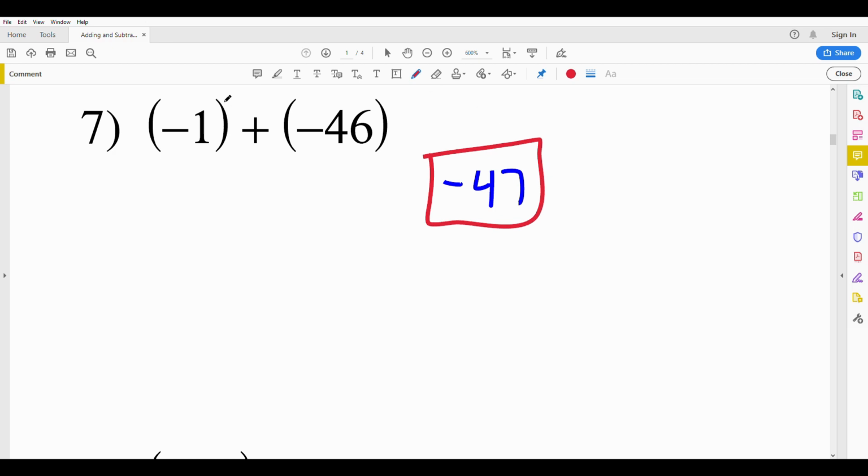And again, if you like to think in positives, we have two negative numbers, so we know that the sum of those is definitely going to be negative. So if we just sum 1 and 46, we'll get 47, and we knew that we started with two negatives, so it's still going to be that negative in the end, which is a negative 47.